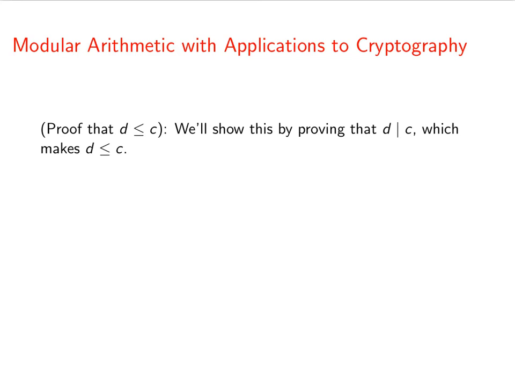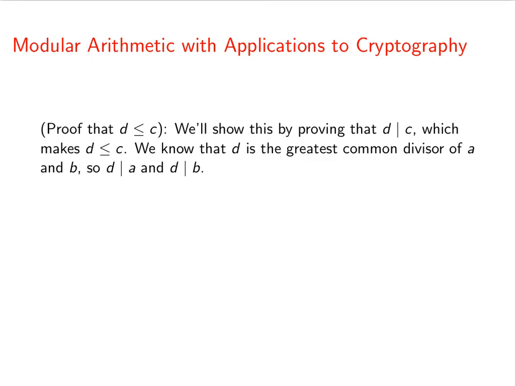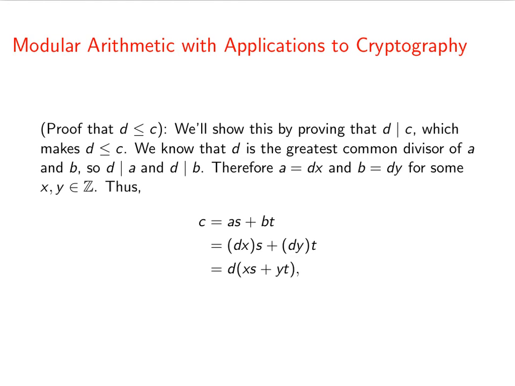Okay, first part of the proof, we're going to show that d is less than or equal to c. The way we'll do that is to prove that d divides c. That will tell us that d is less than or equal to c. Now we know that d is the greatest common divisor of a and b. So if it's the greatest common divisor, then it is a common divisor, meaning that d divides a and d divides b. So that means we can say that a is equal to d times x and b is equal to d times y for some x and y in the integers. So now we'll take c equals as plus bt and rewrite the a and the b as dx and dy, and then we factor out the d. And therefore, d divides c. Both d and c are positive, so that must mean that d is less than or equal to c.